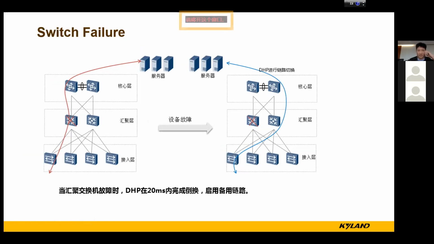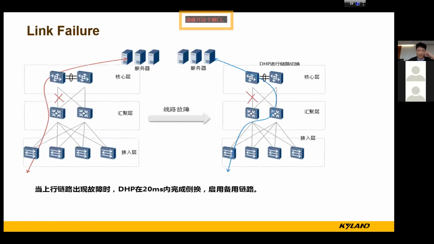Just now it was a device failure, and we should also take link failure into consideration. If this link fails, traffic will still go through this first concentration switch, but for the communication between the concentration and core level, it will switch to another uplink. It will change to this path to the server.